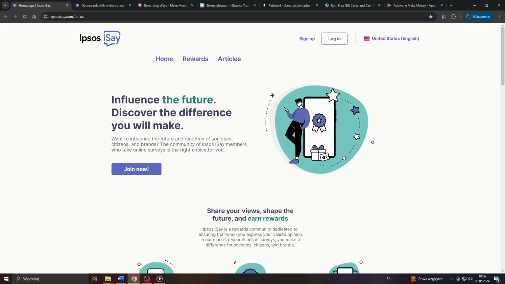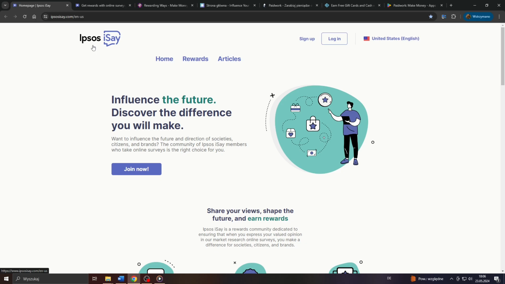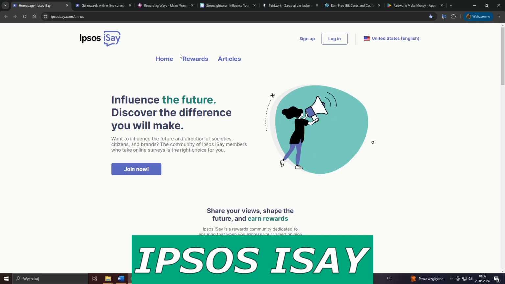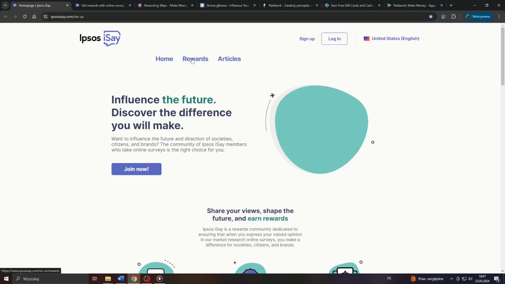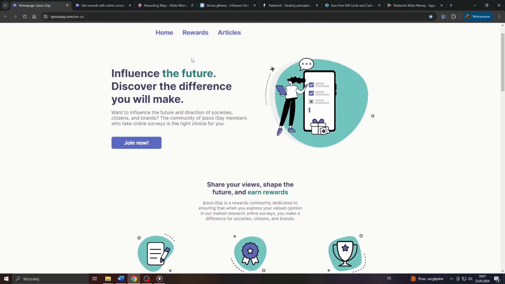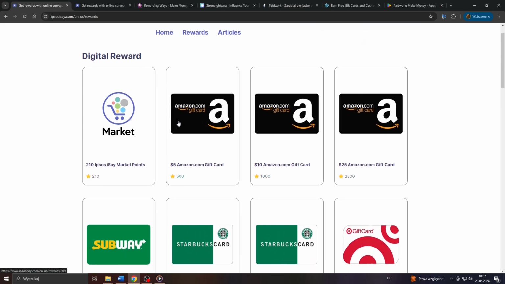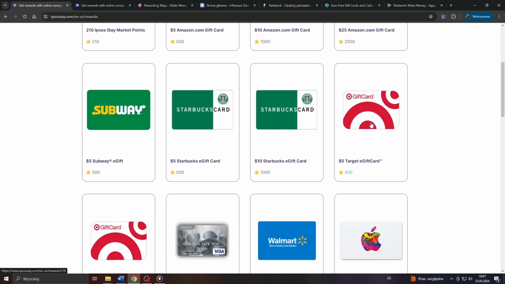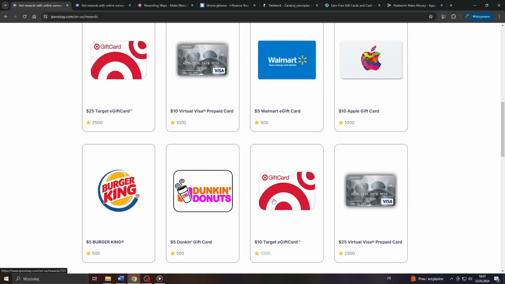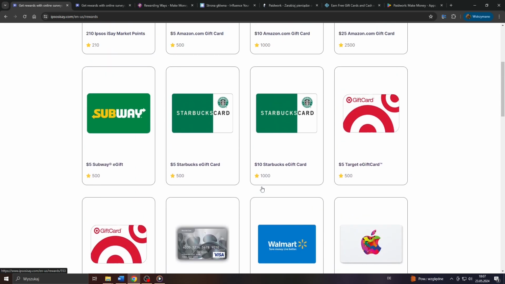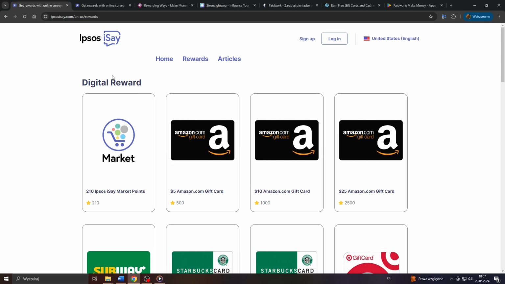So with that in mind, let us take a look at the next app on our list, or website, which is Ipsos iSay. Ipsos offers a wide variety of rewards and cash out options, including gift cards to Amazon worth $5, $10, or $25, but also gift cards to various retailer chains and brands, such as Walmart or Target, for instance, which means you can join them also from the United States and that way grow your portfolio of survey sites and apps.